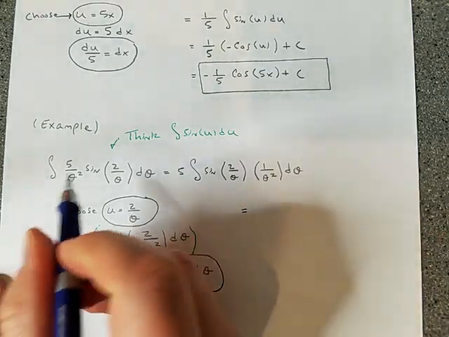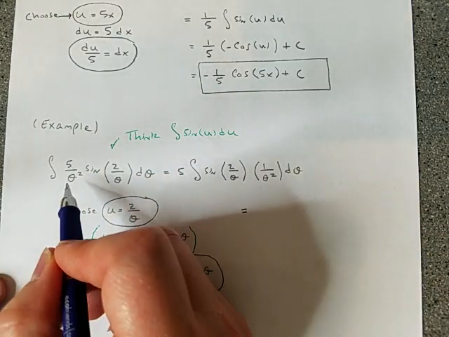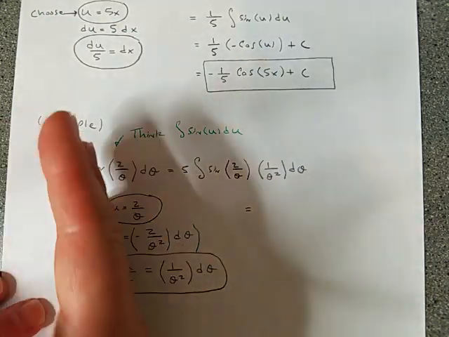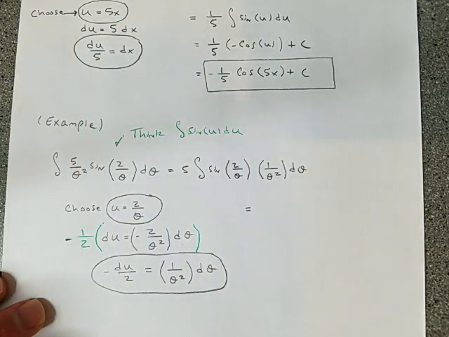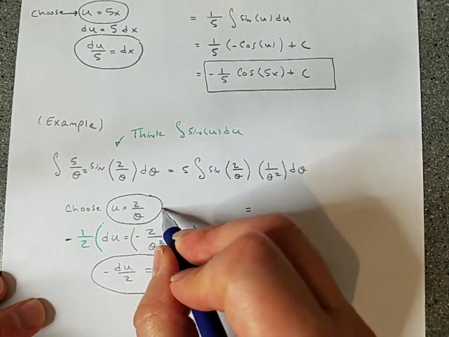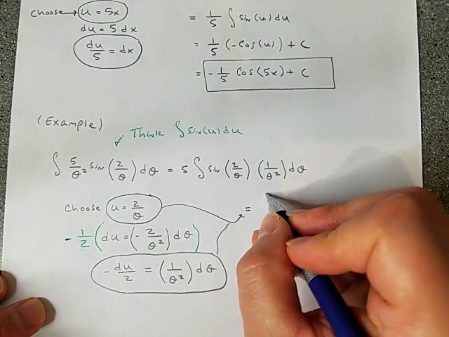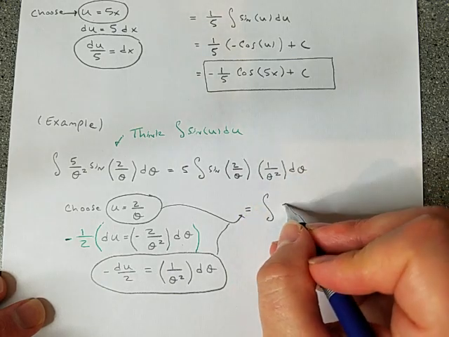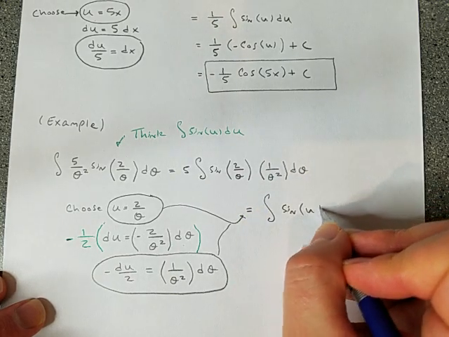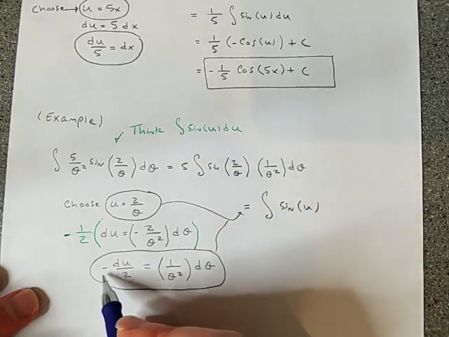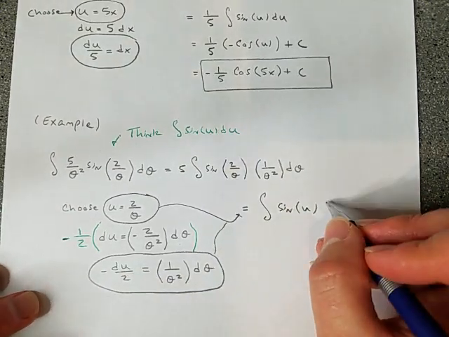Because unless you just know the answer looking at that, which maybe you do, but unless you are that person, then we have to reduce it to something different. Okay, so in this step right here, if I make those substitutions, I'll get sine u, 2 over theta being u, 1 over theta squared d theta is negative du over 2.